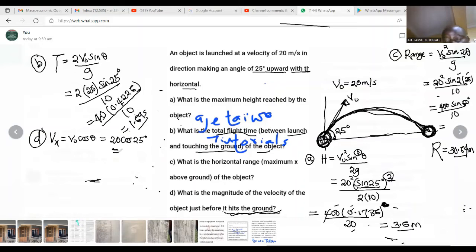Please tell me, what's 20 cos 25 degrees? Yeah, Tamilore, 20 cos 25 degrees is 18.126 meters per second. So we'll now find Vy also. What's the formula we use to get Vy?